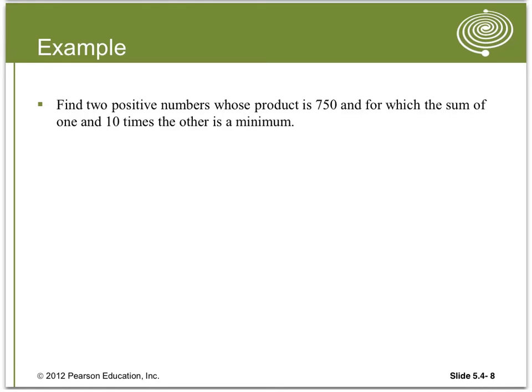Looking at this one, it says find 2 positive numbers whose product is 750 and for which the sum of the one and 10 times the other is a minimum. Alright, so let's call our 2 numbers just x and y, and we know that x times y has to equal 750. And then we want the sum, which is a number we don't know, of x plus 10 times y to be a minimum.